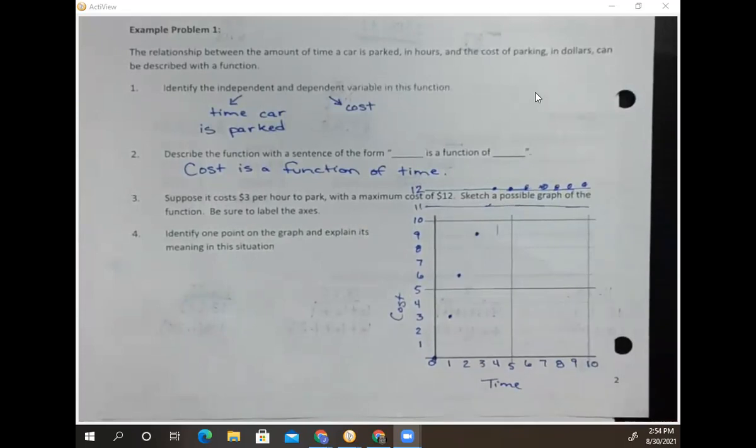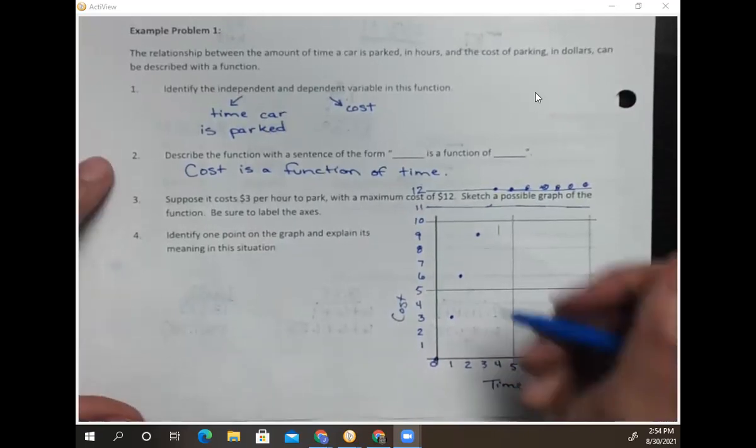The problem would be if you said, well, I'm going to park there for 4 hours. And I said, well, maybe it's $12. Maybe it's $8. I'm not sure. It depends on who the parking attendant is, right? That's no good. But since for any given amount of time, I can tell you how much it will cost to park there, this is a function.